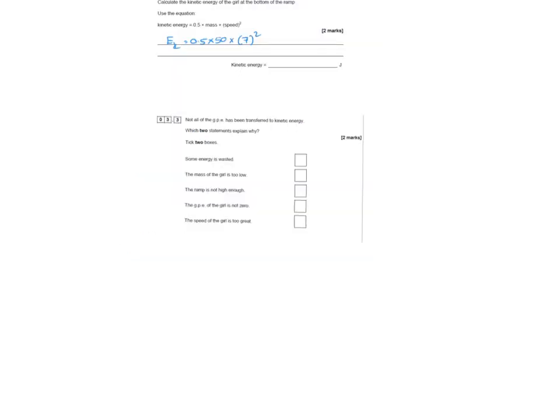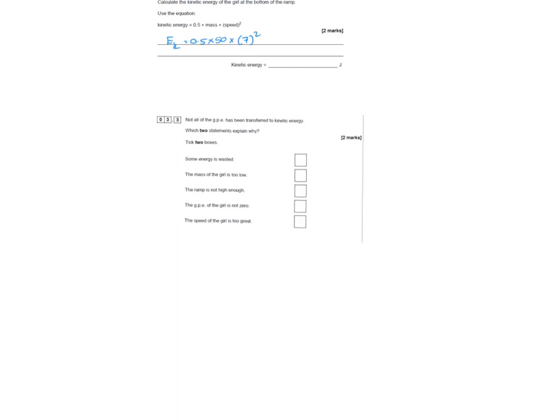So this is the question that I meant before about when they ask you questions, it will be all as a series of parts of the same question. It says not all of the gravitational potential energy has been transferred to kinetic energy. Which two statements explain why? Tick two boxes. So it says some energy is wasted. The mass of the girl is too low. Well, she's not losing mass while she's moving, so that doesn't count.